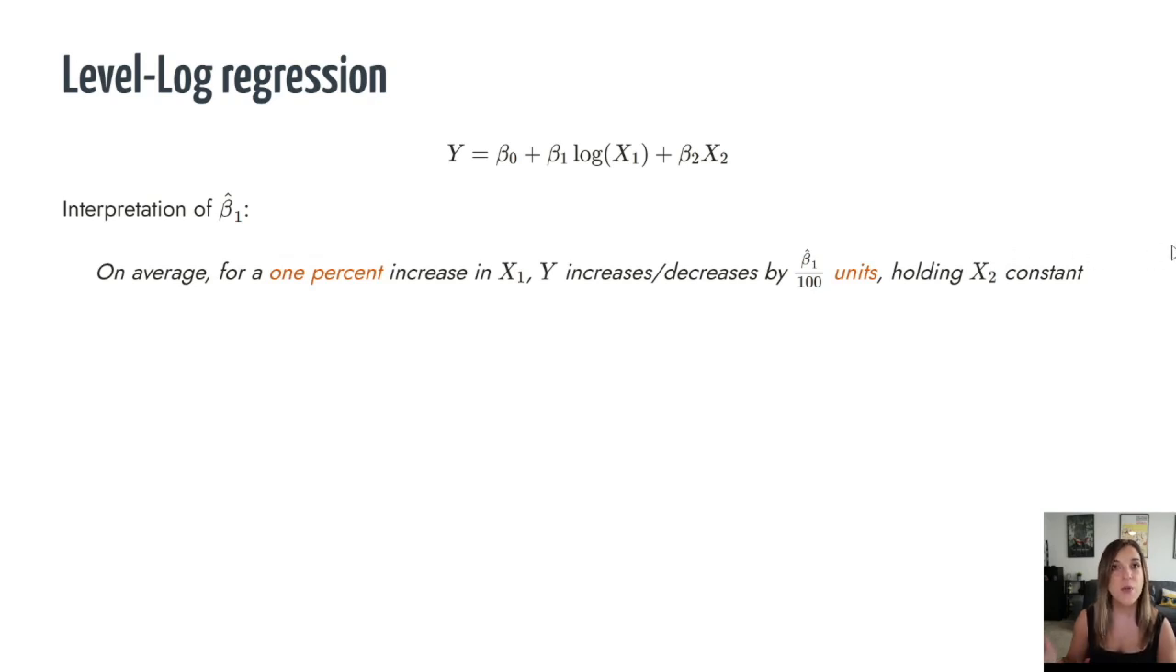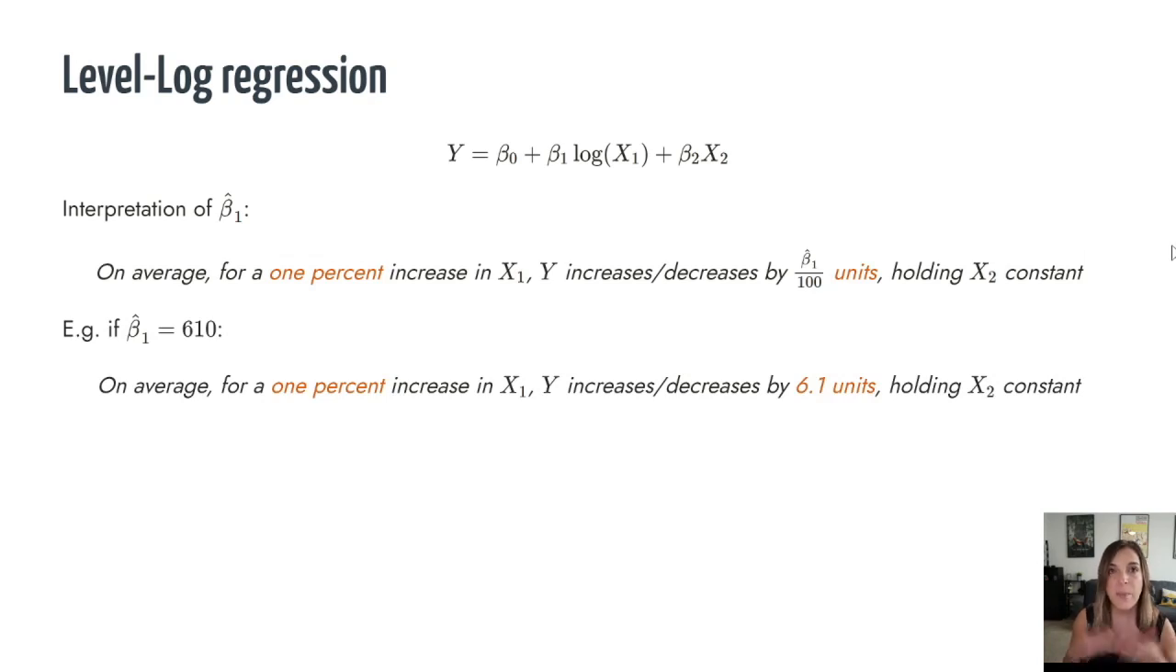Okay, let's put a number into this so it's more clear. Imagine that beta 1 is 610, so I would interpret beta 1 here as: on average, for a 1% increase in x1, y will increase by 6.1 units, holding x2 constant, okay? So again, just divide beta 1 by 100, and remember that x1 is going to be changing in percentage terms, okay, not units.